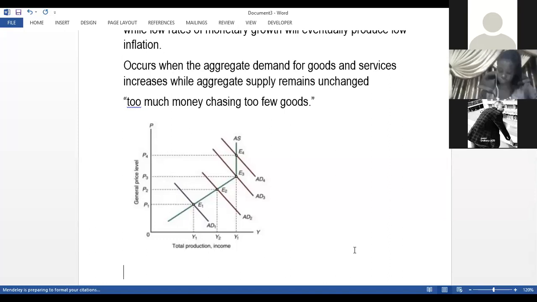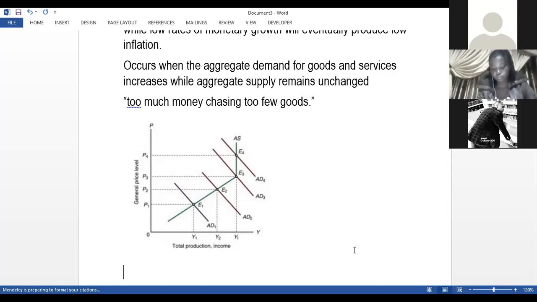All right, so below there is a graph in which we are going to be illustrating the effect of demand pull inflation on an economy. In economics, we use graphs to express economic phenomena, or whatever we want to express in terms of our explanations. So if you look at the graph, on the y-axis, or the vertical axis, we have the general price level, and on the x-axis, or the horizontal axis, we have the total production within the economy or the total income within that economy.